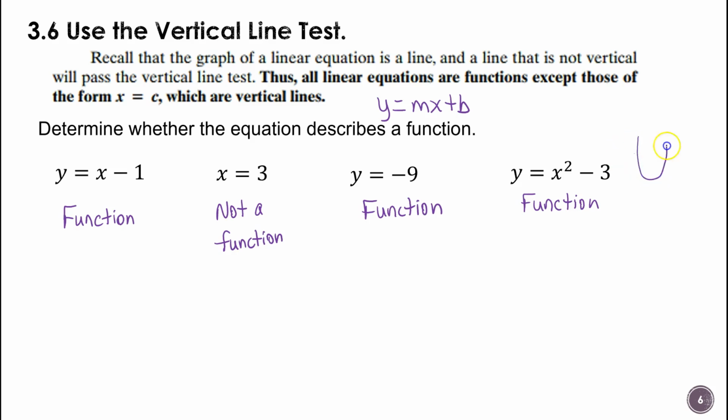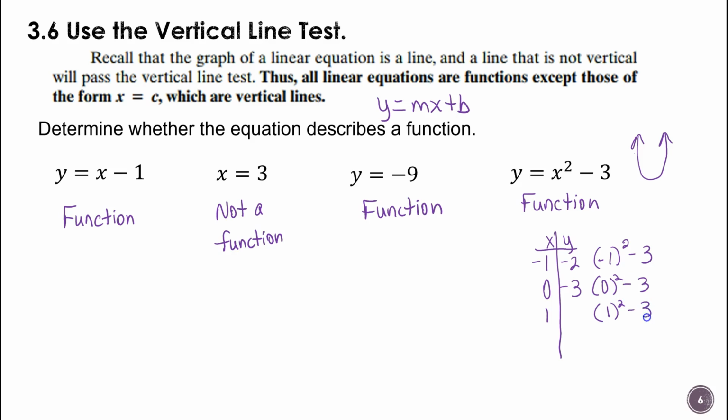So if we put in some numbers for x, let's say we put in -1, 0, 1, and just check those. So negative 1 squared minus 3, that's only going to give me one output. If my input is negative 1, my output is negative 2. If my input is 0, my output is negative 3. If my input is 1, my output is also negative 2. So you can see that some of the y values are repeating, but that is perfectly fine. So this is also a function.